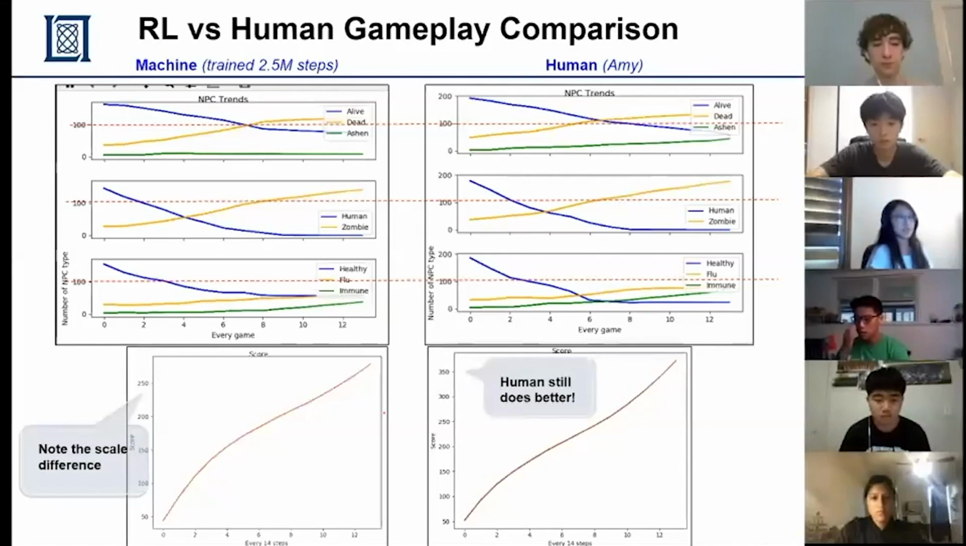The machine's on the left and I am on the right. If you look at the score chart, the machine did very well in the beginning, but I ended up getting a higher score over time. I'd also like to mention that this is just one of the results of the machine's gameplay. We ran it many times with this trained model and we were surprised every time by what we saw.